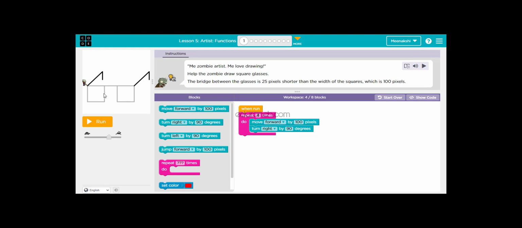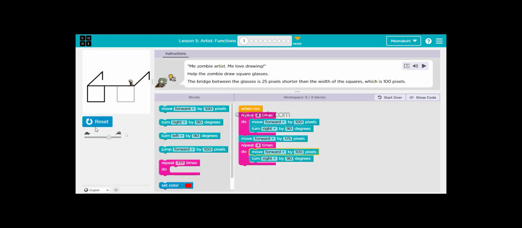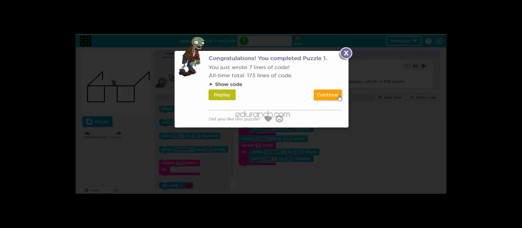Then we'll move forward again. Once it comes back to its original place, we'll again move forward 175 pixels this time. And again move forward by 100 pixels and turn right by 90 degrees. We'll put this inside a repeat block. There, it works.